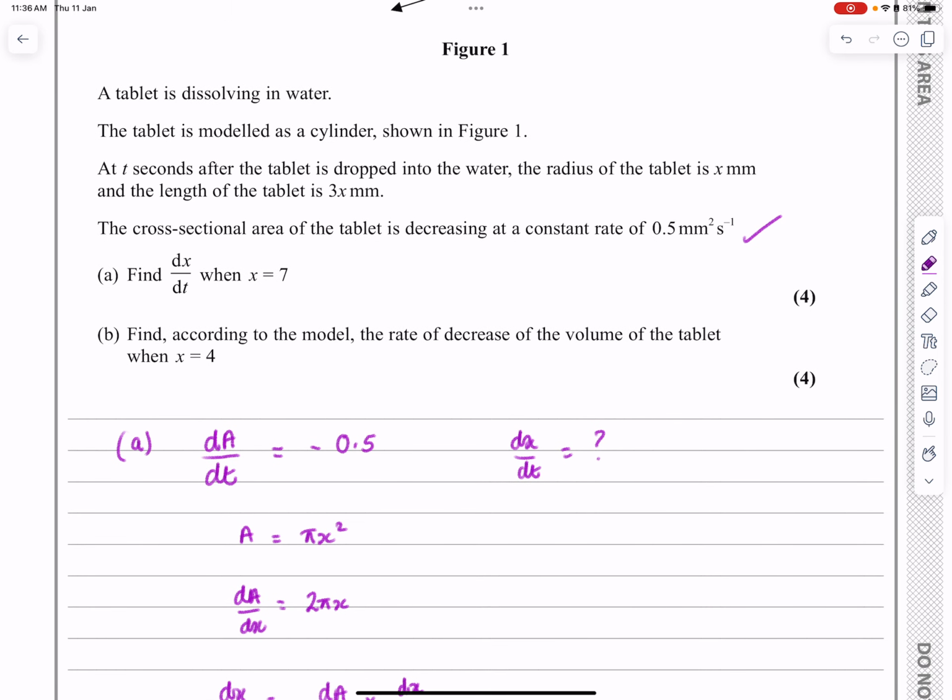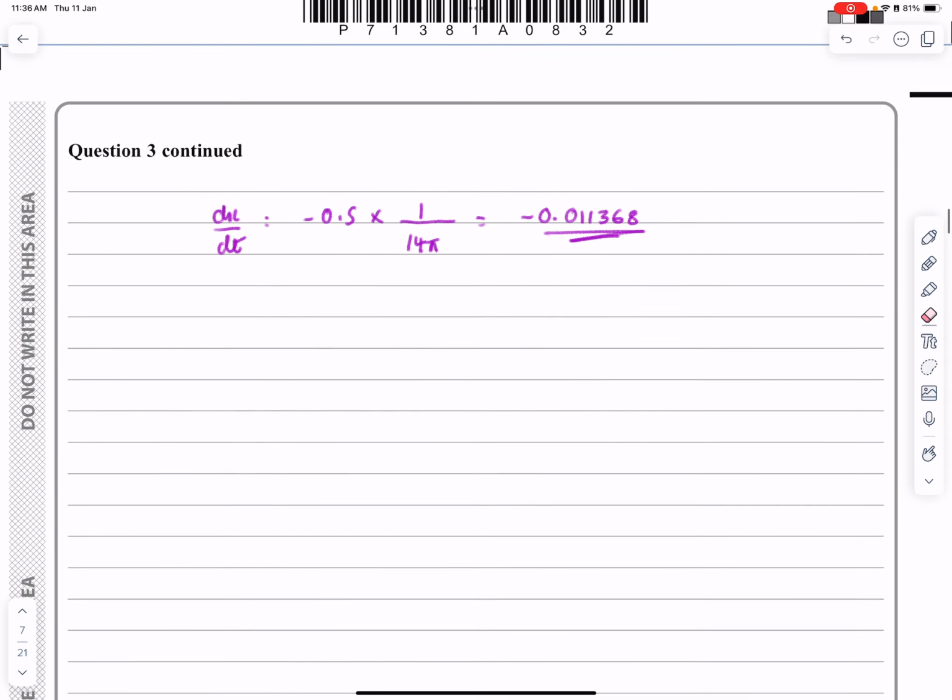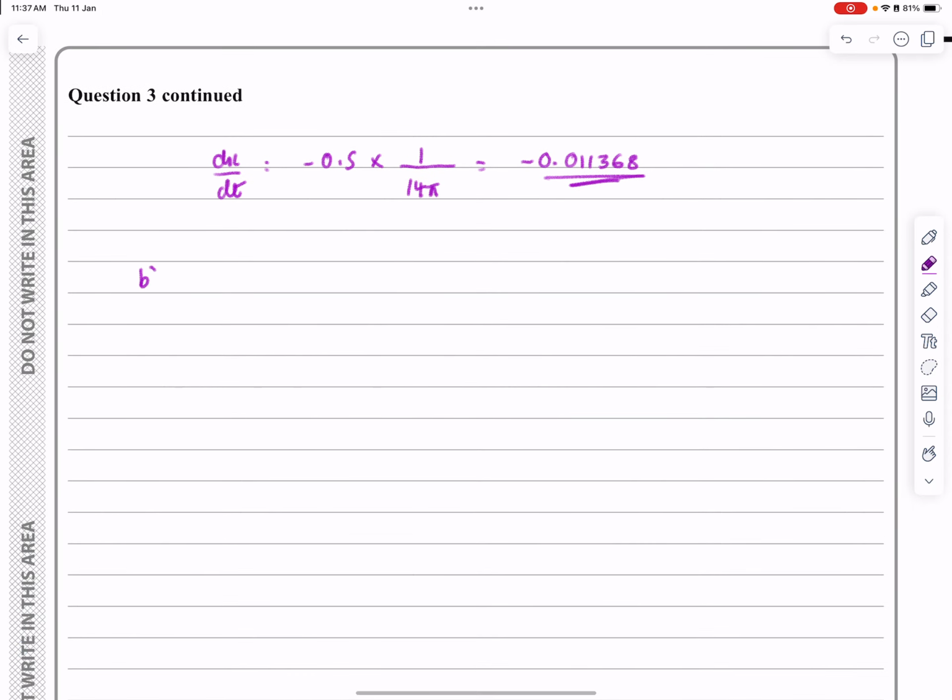Let's have a look at part B. Part B says, find, according to the model, the rate of decrease of the volume of the tablet. Using the same idea as before, volume and rate is going to be dV by dt. So I'm looking for dV by dt. I really want to have dV by dx, and if I want dV by dx, I need to get V in terms of x's. That's at least giving me a game plan. I'm eventually trying to get dV by dt, which means getting dV by dx, which means getting volume in terms of x's. Well, that's easy.